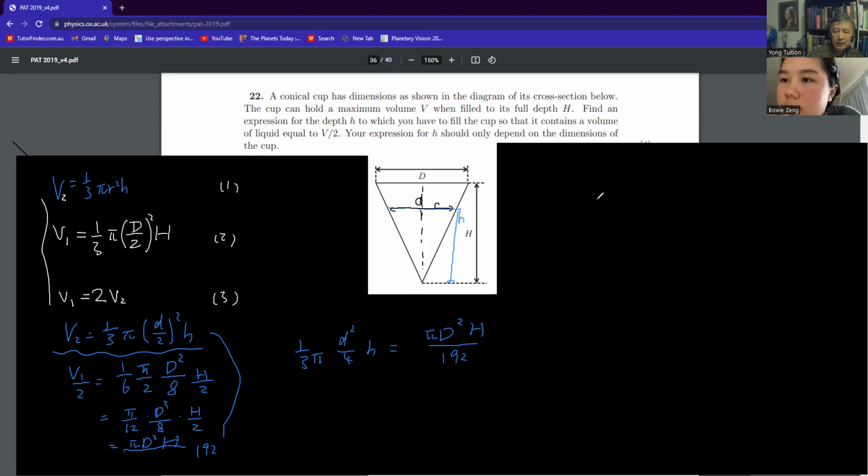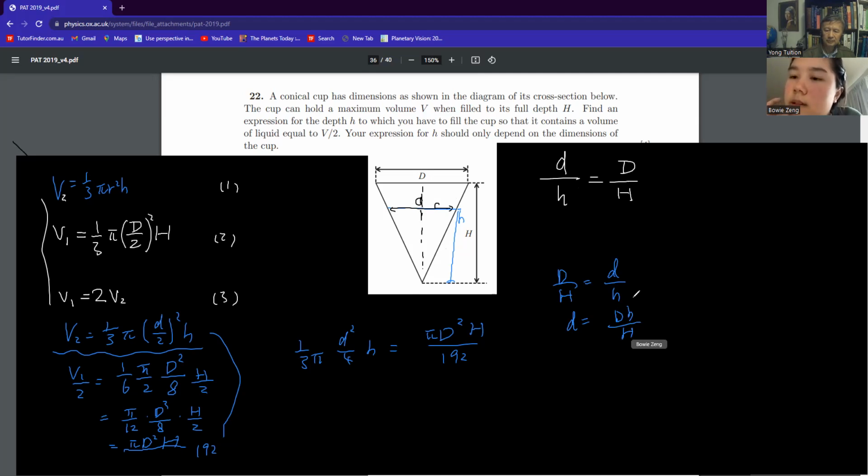So basically d over h is equal to capital D over H. Do you agree? It's rather simple. This question is for middle school students. So d equals dH over h. You just sub it in, and that's right. So that is a question for you.